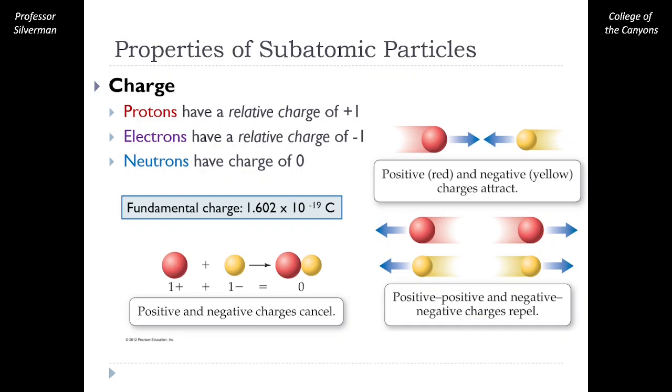Secondly, we can talk about the charge of our particles. Protons have a charge of +1. Electrons have a charge of -1. Our neutrons are neutral, which means they have a charge of 0.